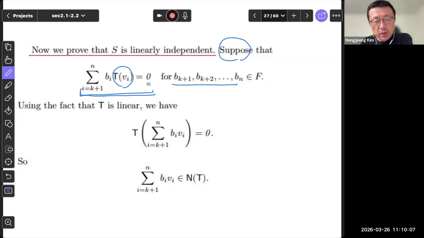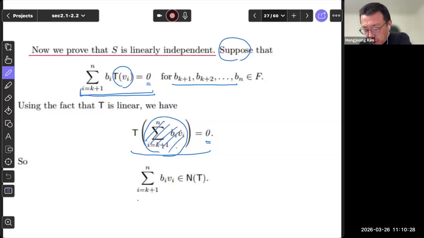Since T is linear, the previous equation can be written like this: T of this vector is 0. What does that mean? This vector is mapped to 0. In other words, this vector is a vector in the null space. If it is a vector in the null space, what was the basis of this N of T?